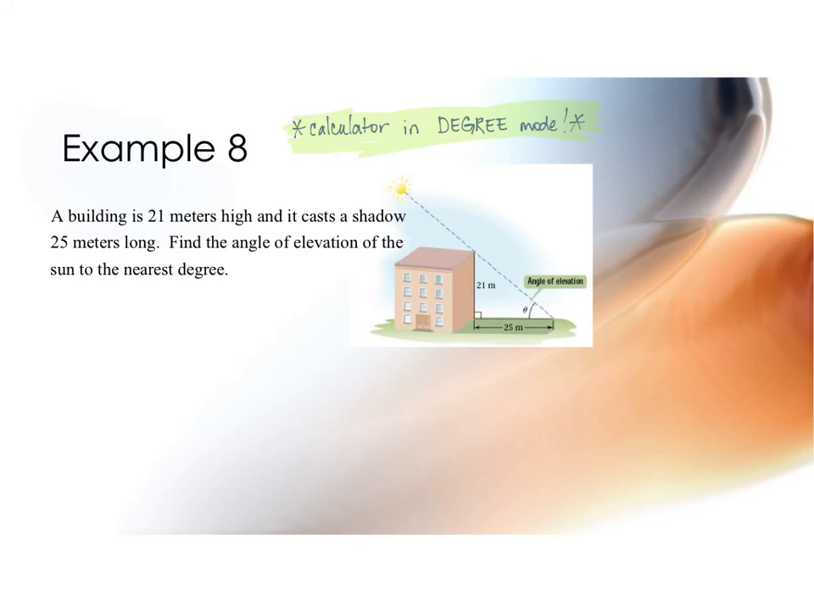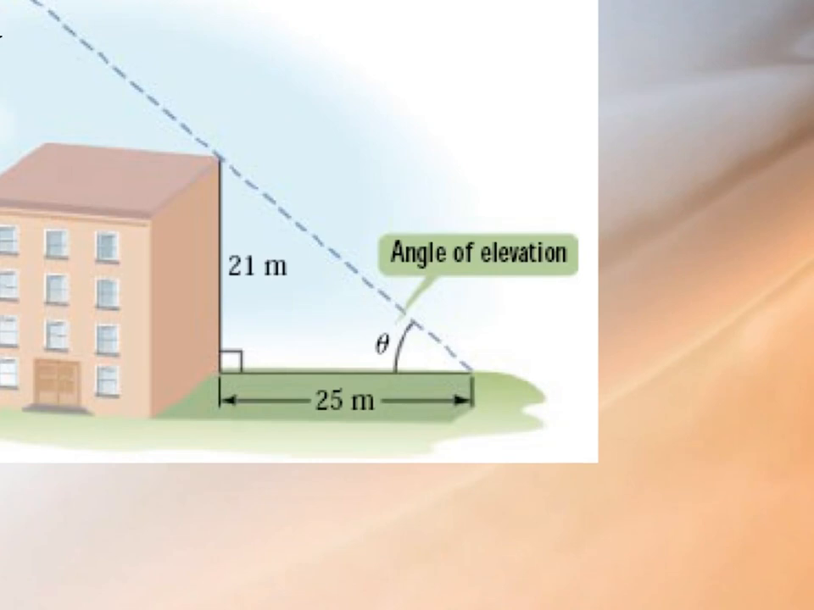Let's look at this last one, then we're done. A building is 21 meters high, and it casts a shadow 25 meters long. Find the angle of elevation. Okay, look at your picture. Everybody see your picture? Yes. Do you see the angle that we're referencing? Yes. Right here.